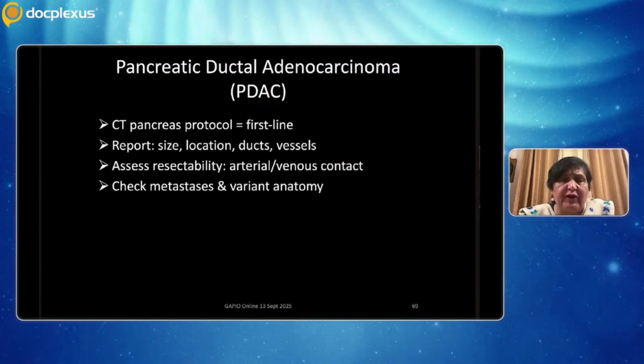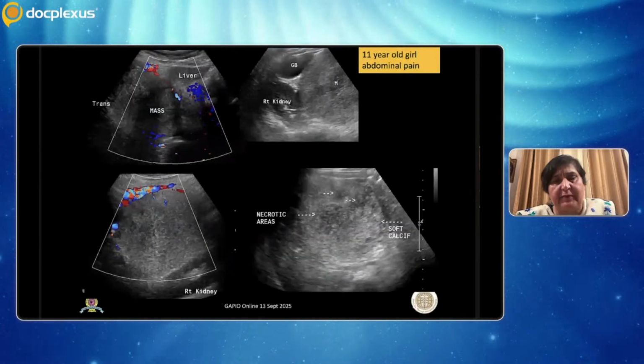So it's important when you're looking at pancreatic ductal adenocarcinomas that you follow the protocol, report the size of the tumor, the location, the ducts, the vessels, assess resectability, arterial venous contact, and check metastasis and variant anatomy.